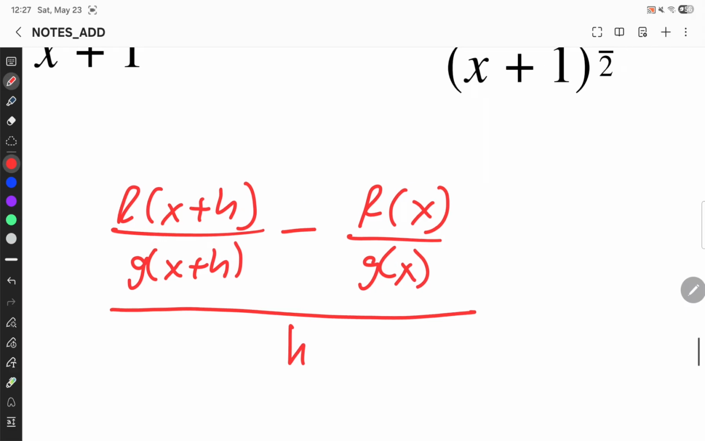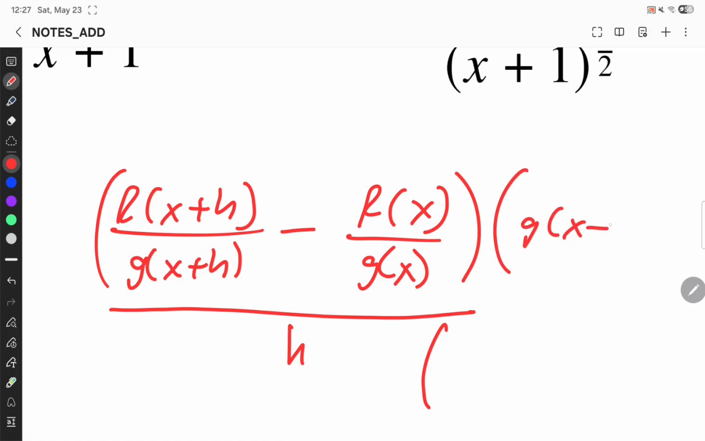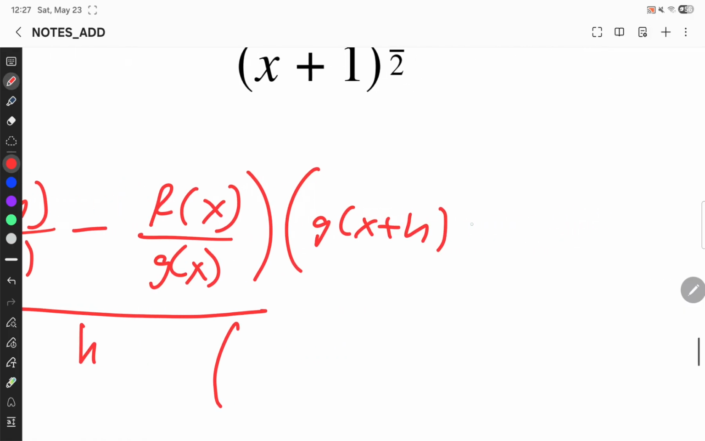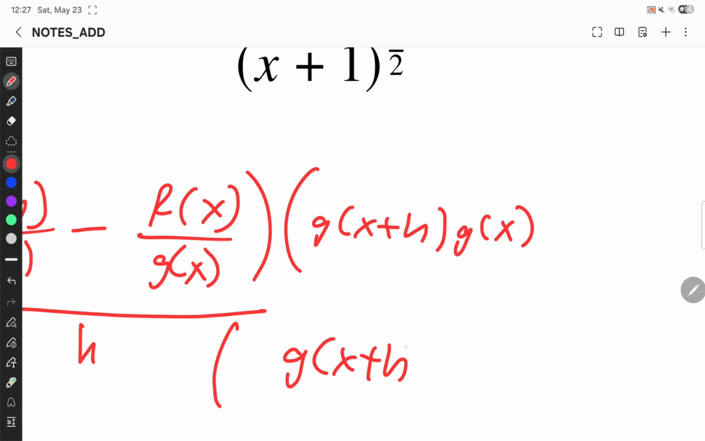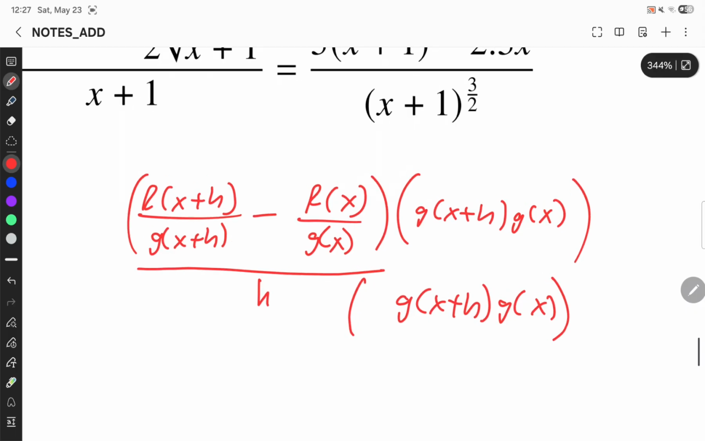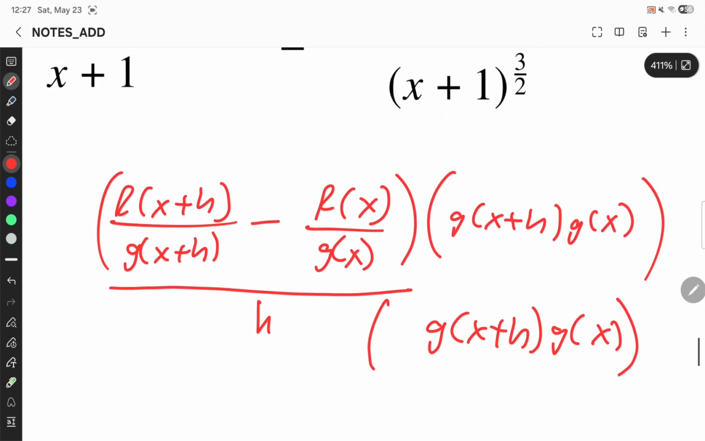I do not like the top. I will multiply everyone by g of x plus h, g of x. Any problem? No. Why? Because this is the same case. This will get divided out later on. So fixing this, what do we get?